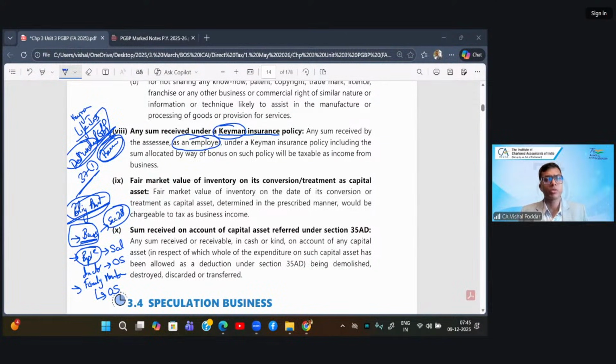Kuldeep is asking, Keyman insurance received by employee, salary, correct? Received by directors, but which directors? Who are not full-time employees, then other sources. If directors are full-time employees, then again salary. Received by employer, PGBP, correct. And one more thing, Kuldeep, if it is received by family members of these employees or directors who have passed away and because of which this insurance policy has become due, then again it will be other sources. So where it is received by the family members also, it will be other sources, right?